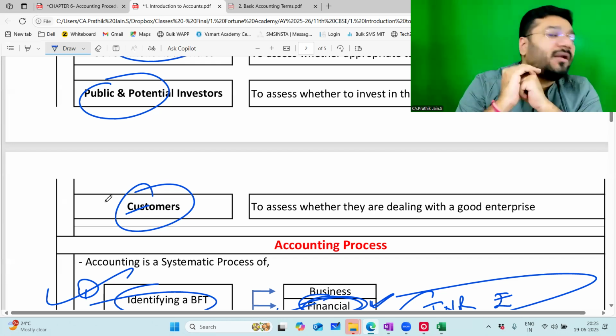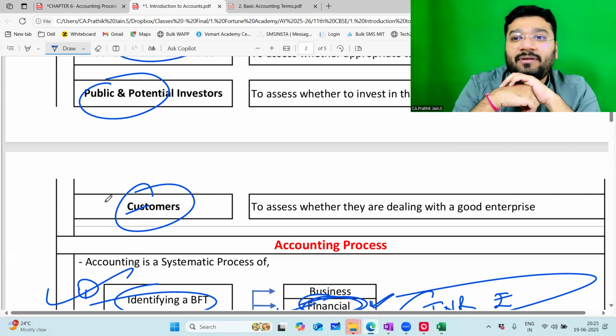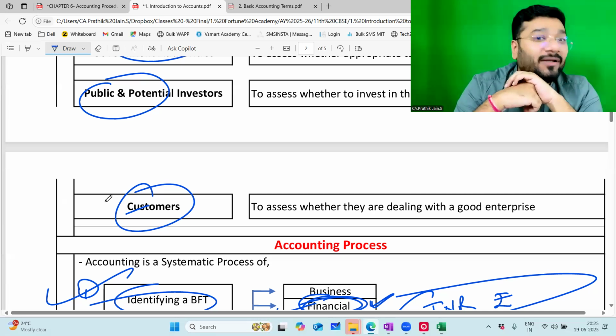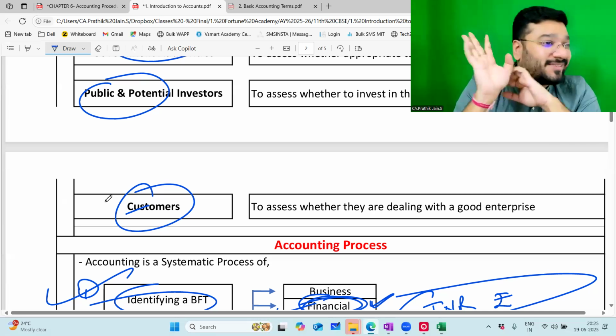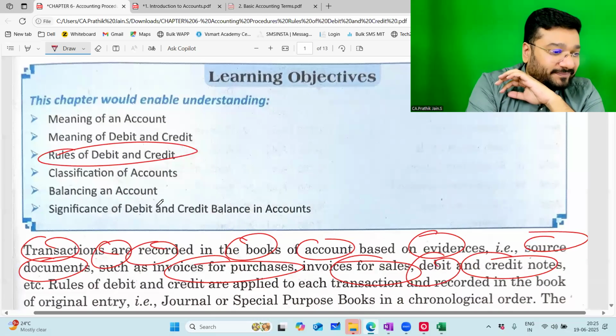Very, very important. You cannot forget this till the end of 12th. If you're doing CA by any chance, till you complete CA, you can't forget this. And even if you complete CA, till you die, you can't forget this process. So this is the end-to-end accounting process.